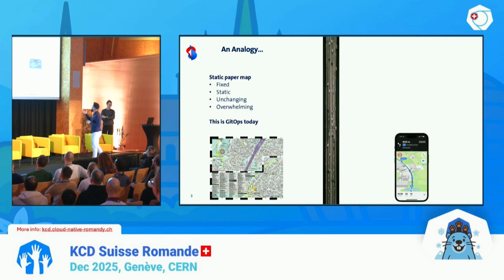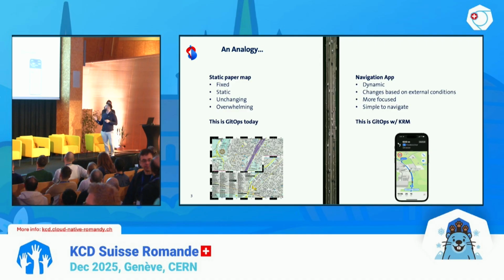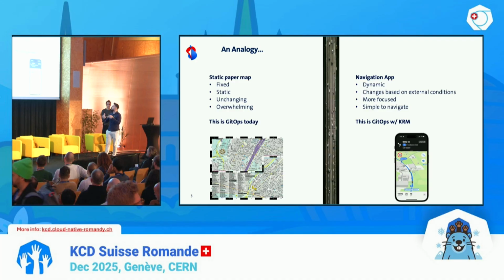And then in the right part of the screen, we see a modern navigation map. It's the same, right? We can see, again, our final destination, but in this case, we have some live data. We can also have the estimated time of arrival. We can have proposed routes, and many more things. And that's what we call GitOps with KRM. So now we have more dynamic changes, and we have now schema validation and automation.